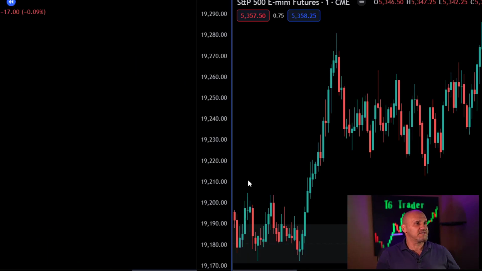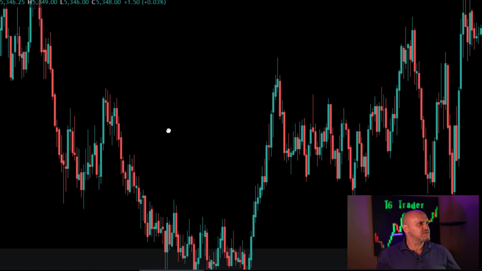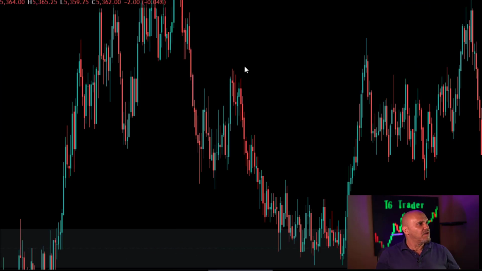So let's go over and take a look at the NQ. This is the NQ. Let's go take a look at the ES. This is the NQ 5 minute. We're gonna go over to ES 1 minute, which is over here, and we're gonna take a look at that. So here we have the 1 minute chart, and we have up, down, up, down, up, down.